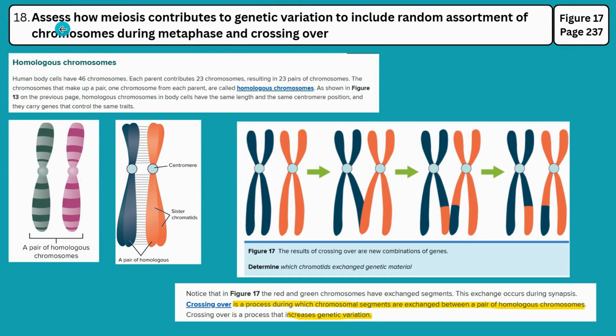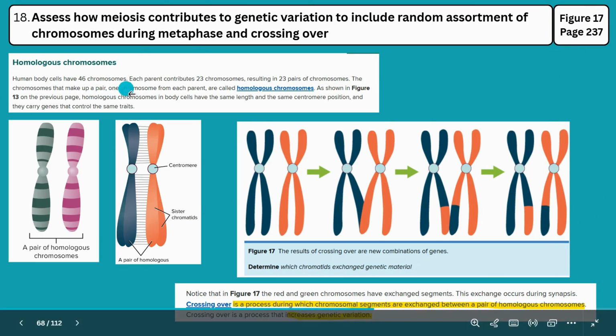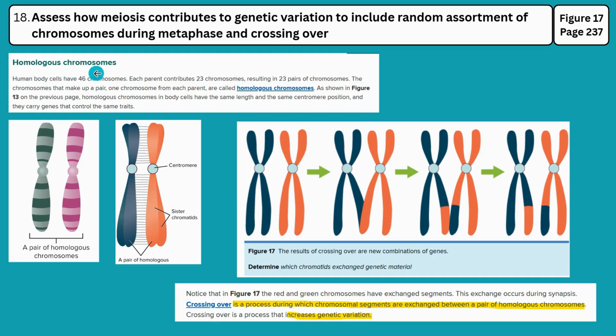Now question number 18 talks about meiosis. How does genetic variation take place? This is figure 17. Here we'll talk about homologous chromosomes. Now what are homologous chromosomes? Each parent contributes 23 chromosomes. We studied the chromosomes that make up a pair. One chromosome is from each parent. So when we say 23 pairs, it means one is from one parent and one is from the other parent. So this is a pair of chromosomes, and they are called homologous chromosomes.